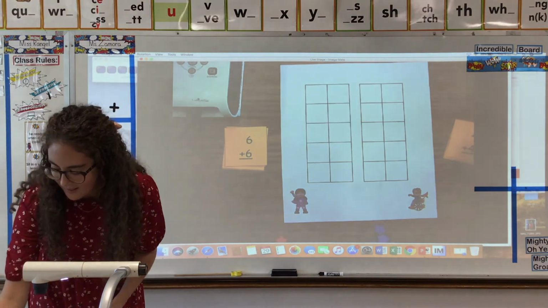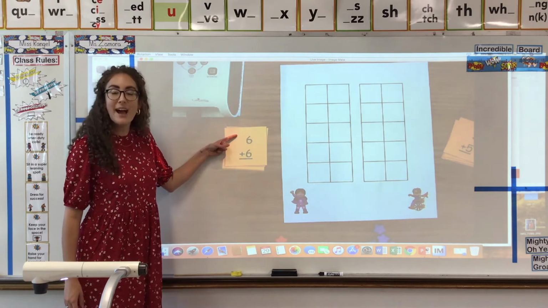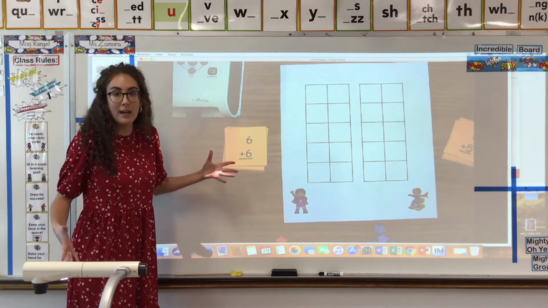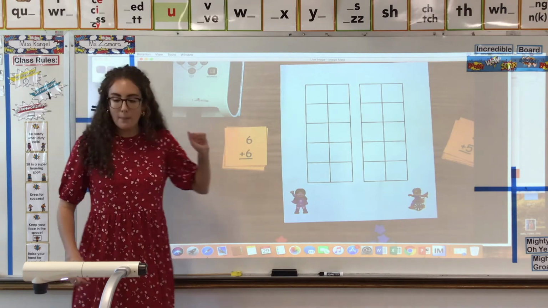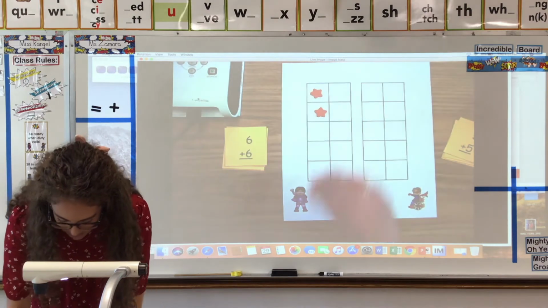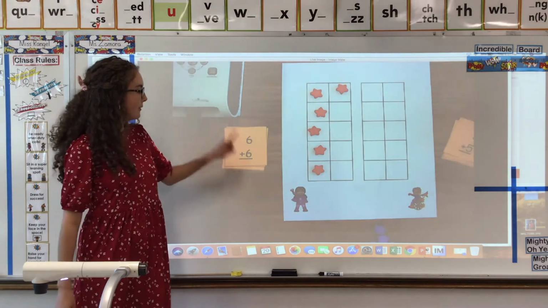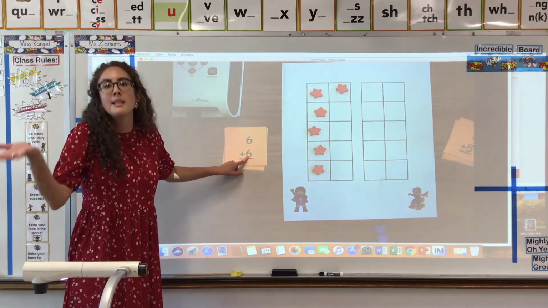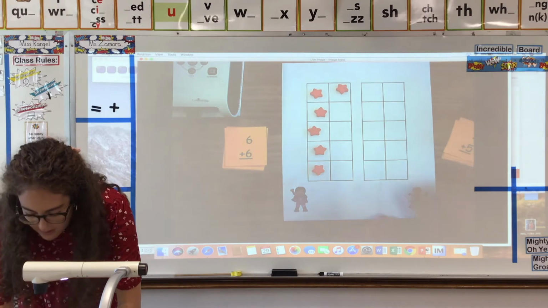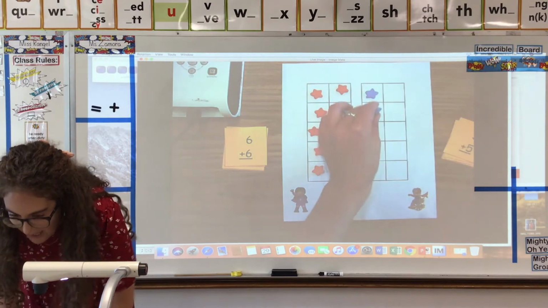Okay. Next up, we're getting to bigger numbers. What's our next fact? 6 plus 6. Okay, let's start with 6 on our board in one color. I'm putting 6 orange stars on my board. I have 6, and I'm going to add 6 more in a new color. I'm adding 6 more stars. Make sure you're adding 6.